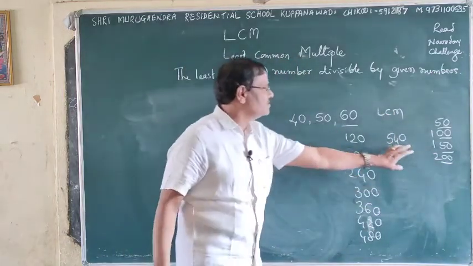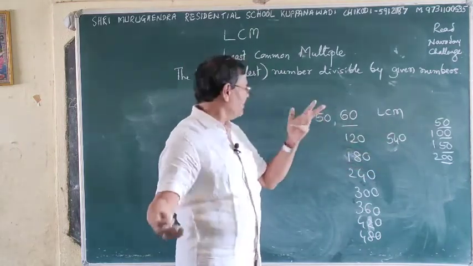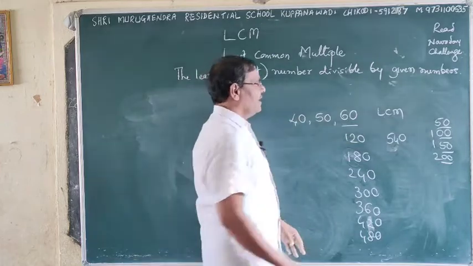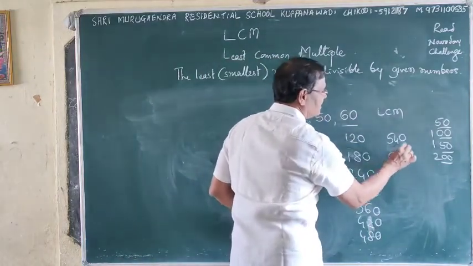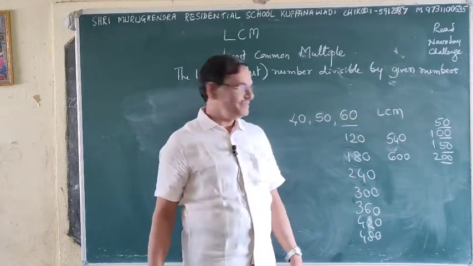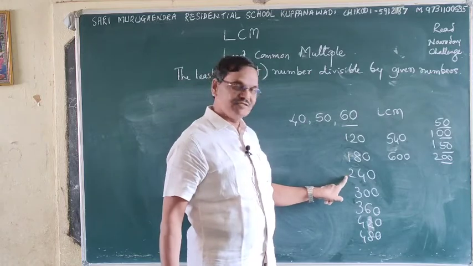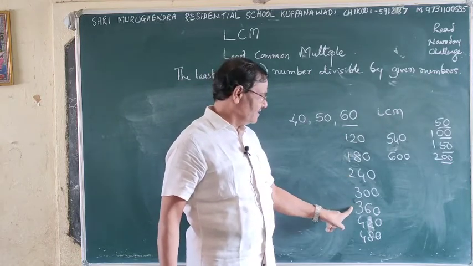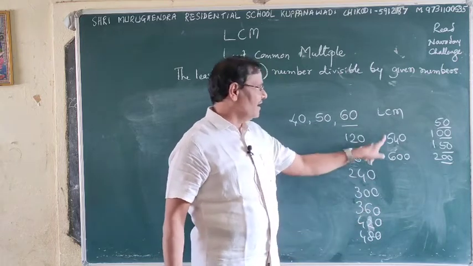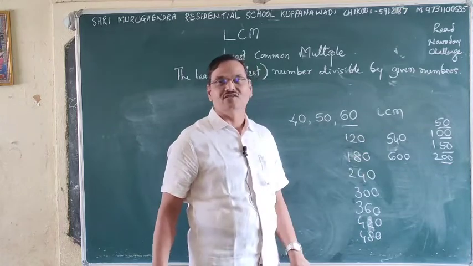Again this does not end in 50. This may have or may not. This is also not having. Then this is 600. 60 tens are 600, isn't it? 6 2s are 12, 3s are 18, 4s are 24, 5s are 30, 6s are 36, 7s are 42, 8s are 48, 9s are 540, 10s are 600.